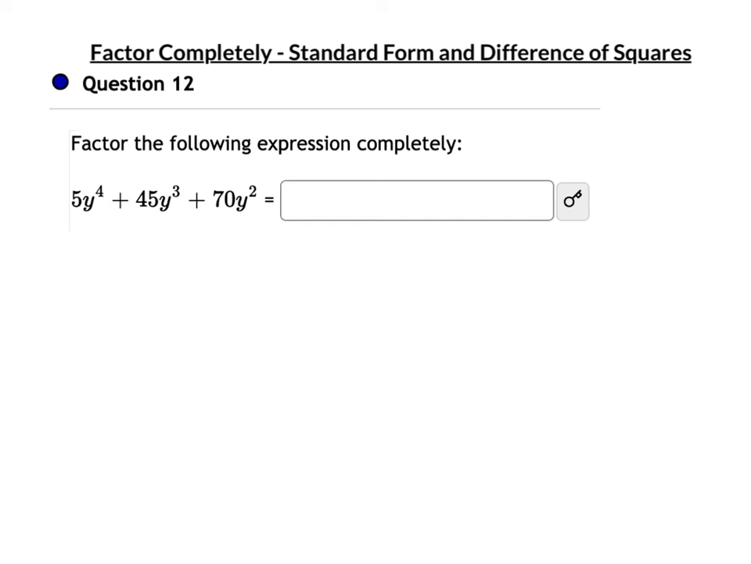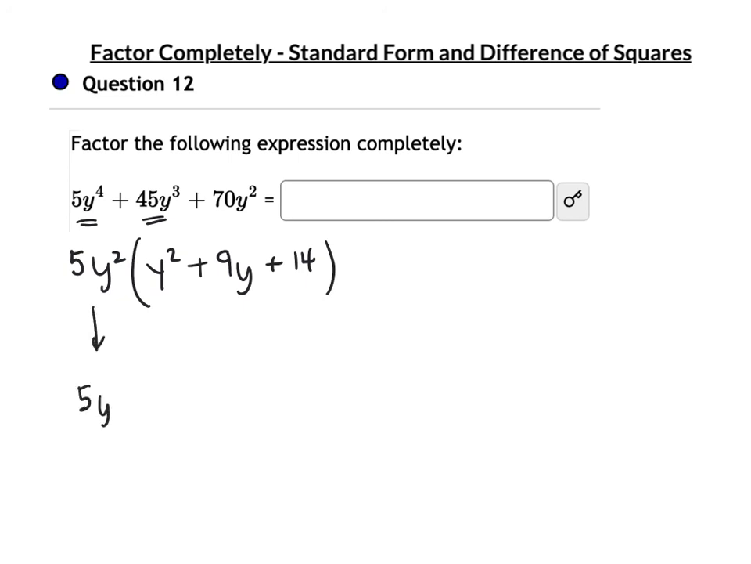Question 12, another GCF. 5, 45, and 70 are all divisible by 5. Every one of them has a y squared in them. 5y squared times y squared is 5y to the 4th. 5y squared times something is 45y cubed. That would be 9y. And 5y squared times something is 70y squared. That would be 14. Bring this down as part of the answer, 5y squared.